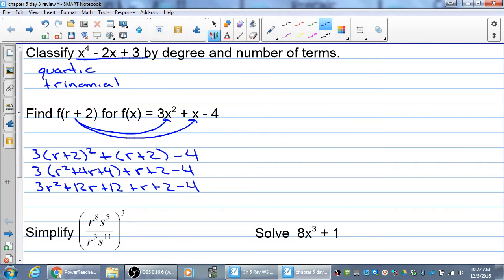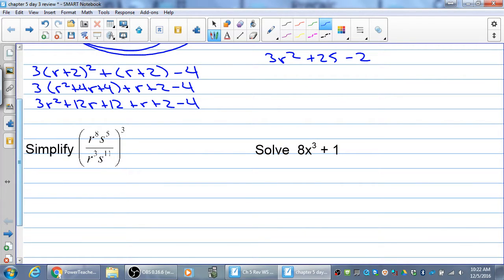Now collect all the like terms. Well, we have just the 3r squared. 24 plus 1, that's 25, minus 2. There we go. That's the answer I get. Hopefully I didn't make any little mistakes. I think I added it right. Questions on that one? Replace all the x's with r plus 2.